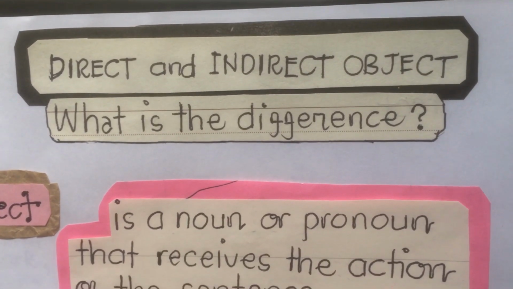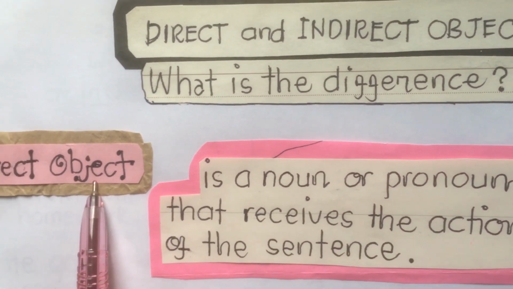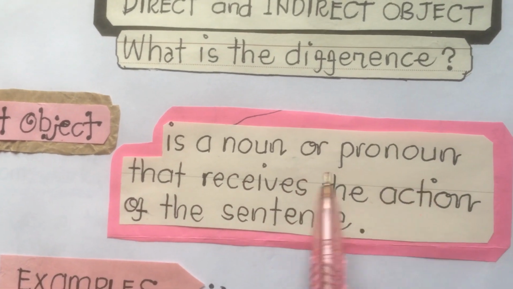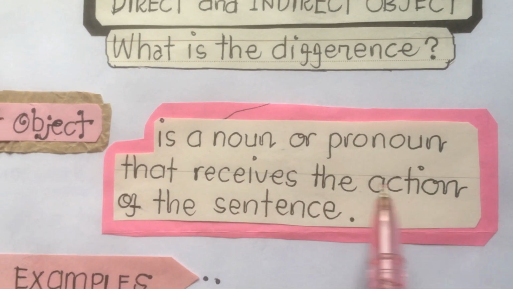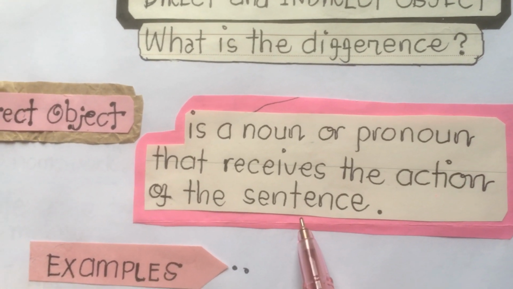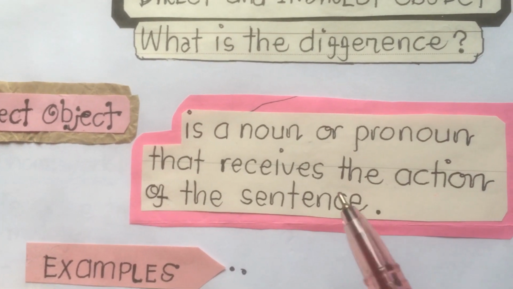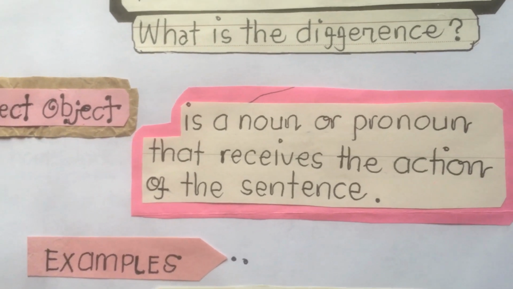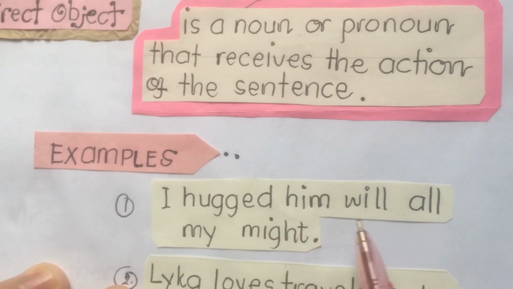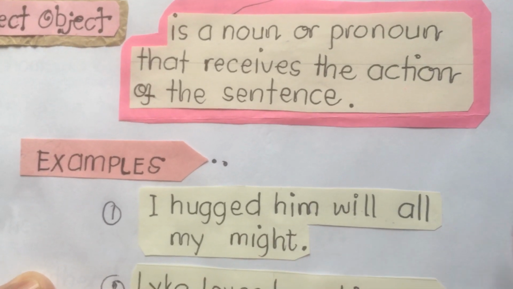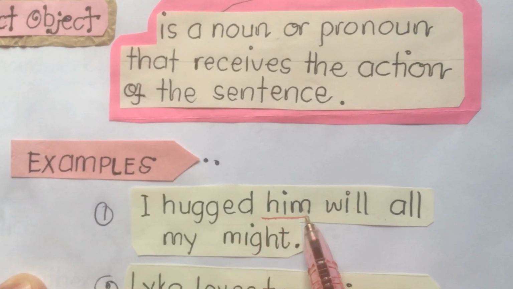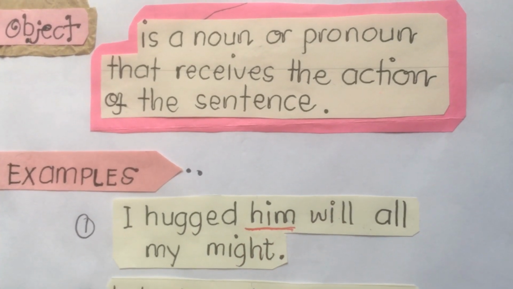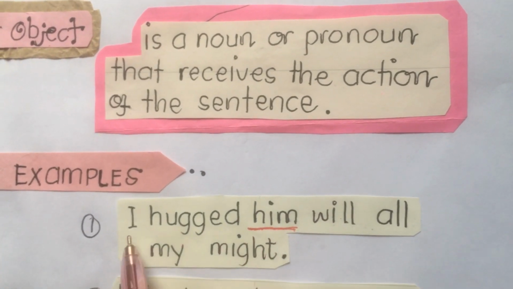The first is the direct object. A direct object is a noun or pronoun that receives the action of the sentence. Meaning to say, the direct object is the receiver of the action. Example: I hug him with all my might. We are going to underline "him". Who hugged him with all my might? I.